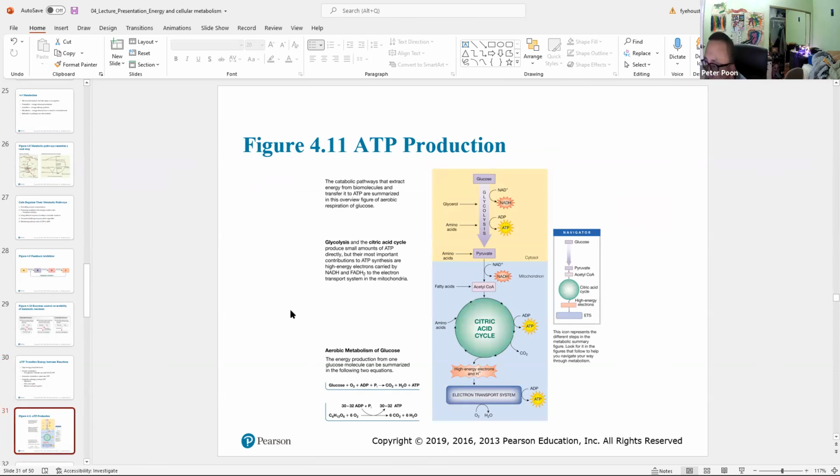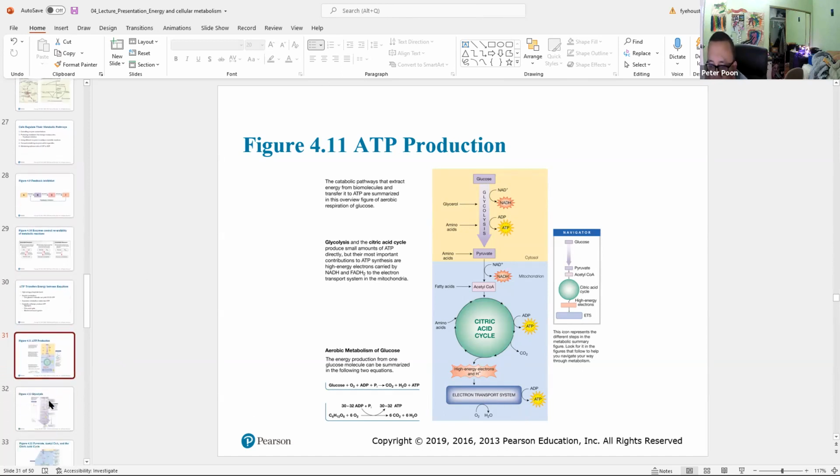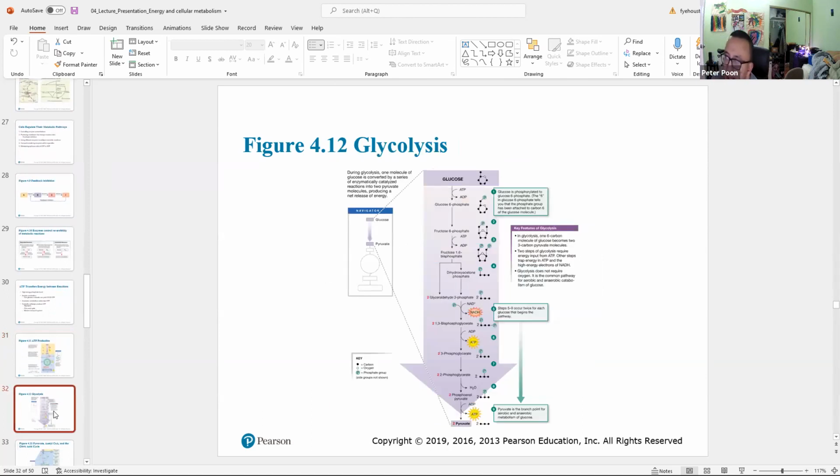All right, so here is how we make ATP from glucose. ATP goes through glycolysis, goes through the citric acid cycle, and then goes through the electron transport chain. So let's go through each step one at a time. Here is glycolysis.